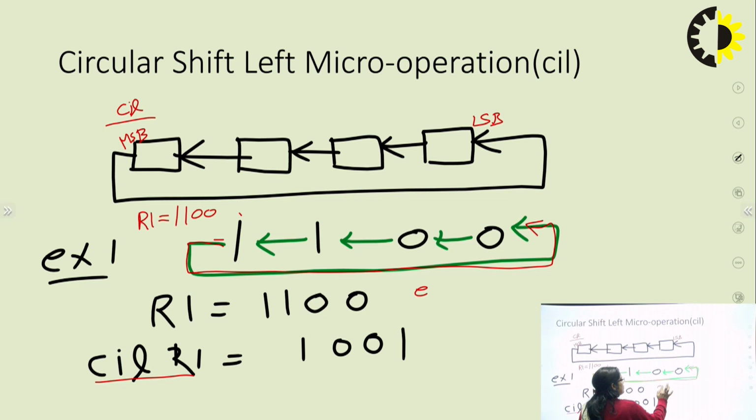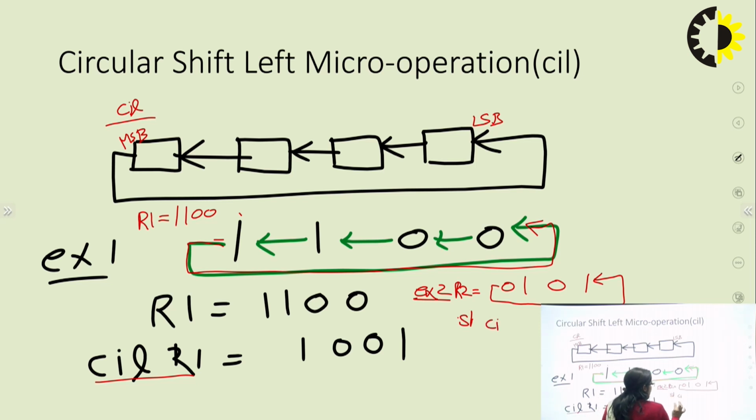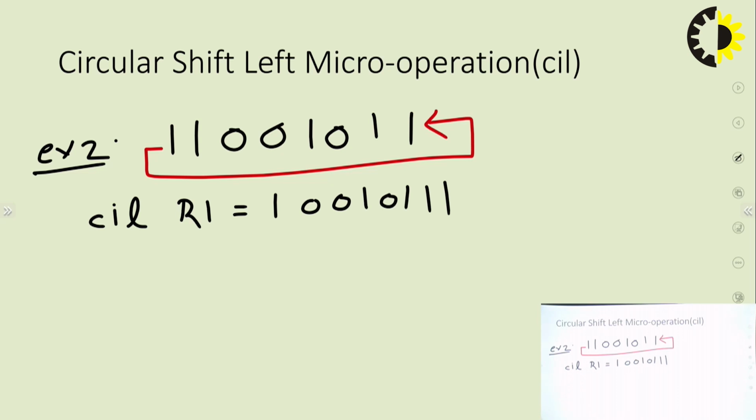Or we can take a simple example, suppose 0101. Actually what is going on? This 0 MSB goes here. So suppose this is the R2 value. CIL R1 will be what? The 0 will go at the LSB side, so 1010 will be the answer. That is the circular shift left operation. There is also an 8-bit value.